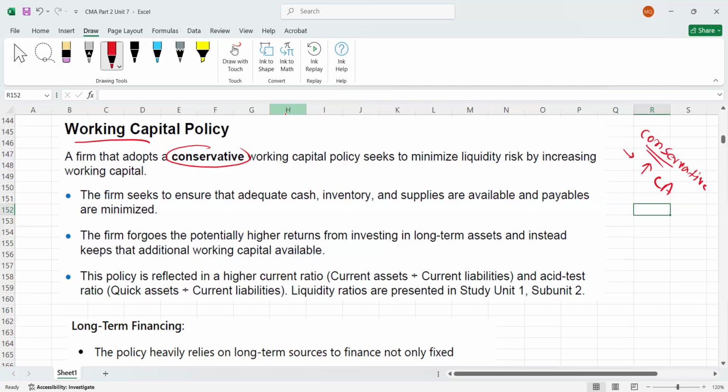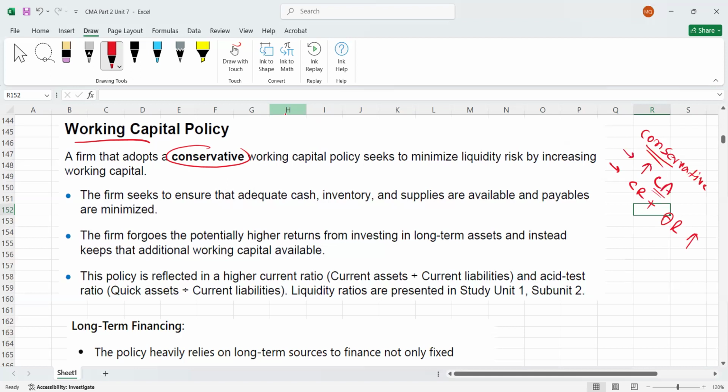So what will they do? They will try to maintain a higher level of current assets. Okay. Second point you should remember here: definitely if current assets are higher, then ratios related to working capital, like the current ratio and the quick ratio, which is also called the acid test ratio, will also be higher. Okay, second point you should remember.